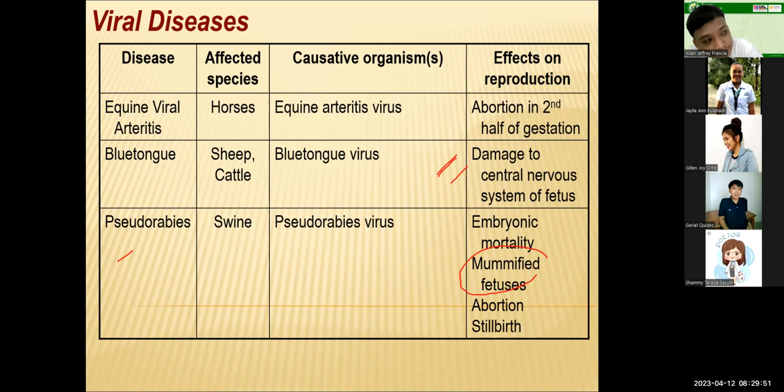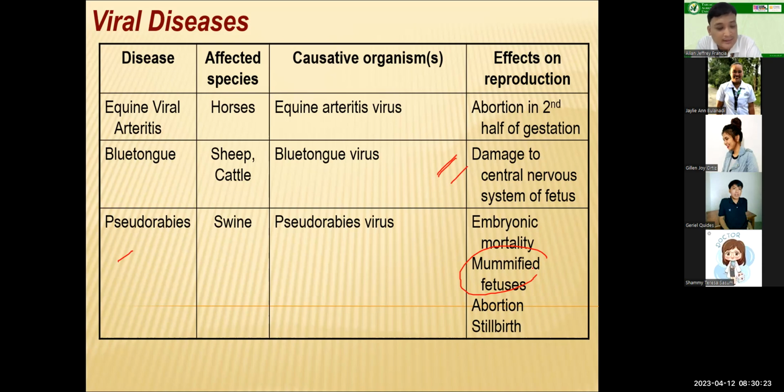What's mummified? What is a mummified fetus? Doc, the fetus that died inside, and then it gets dehydrated. Yeah, so that is the process of mummification. And embryonic mortality, of course, is embryonic death. Stillbirth and abortion. Now, back to the earlier question.